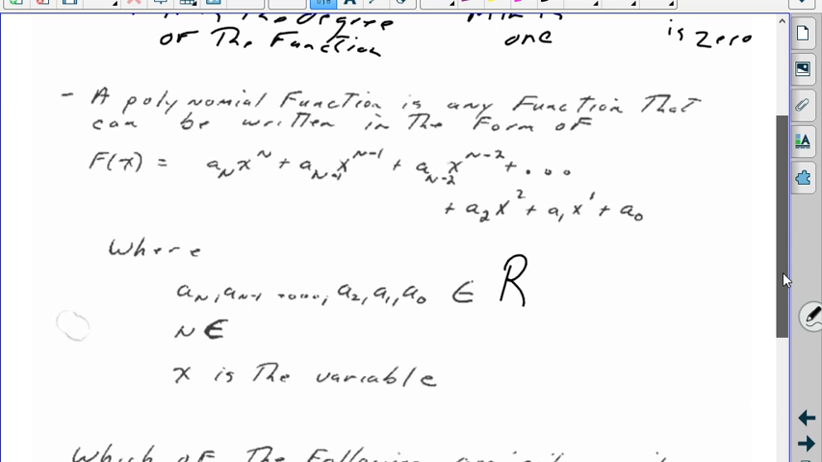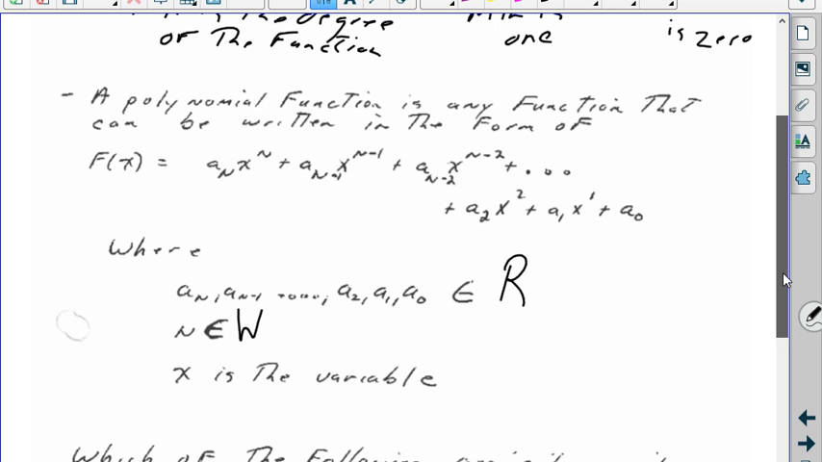The number n must be a whole number. So that means no fractions, no decimals, no negative numbers. We are only talking about positive whole integers and 0. Okay, so that's what it has to be.